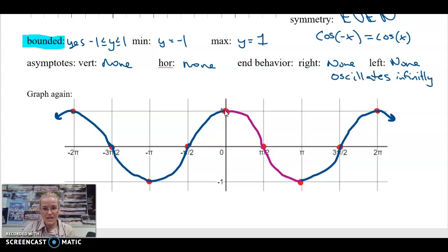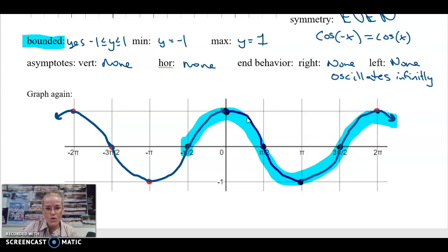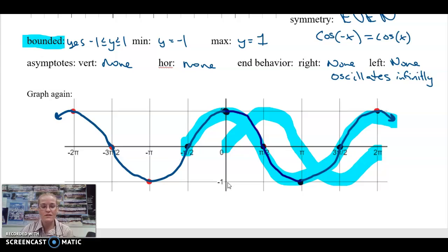And lo and behold, again, where's my sine function? Well, it's right here, right? Sine starting at 0 and then going up and down, right? So cosine is just the sine graph that has been shifted over, right? So sine was basically here, and if I just take it and shift it over, I get cosine. And so that's why truly, if you understand sine, you know what cosine looks like too.